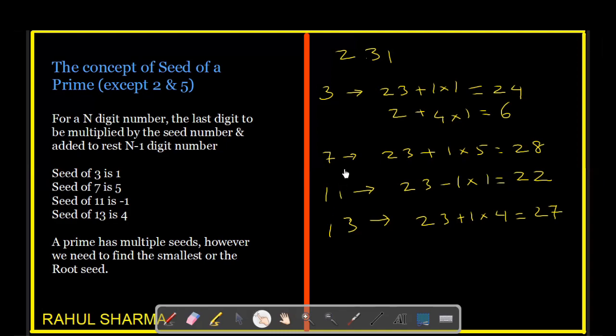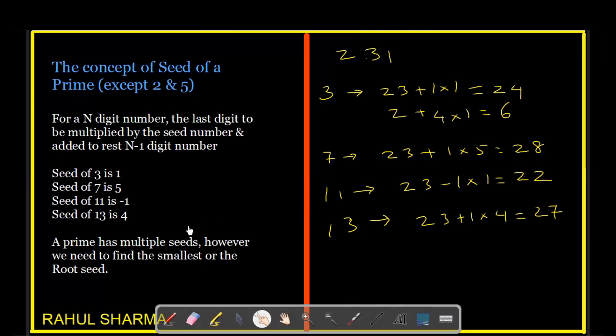Let's check the same number for divisibility by 7. We are claiming that the seed of 7 is 5. So what do we do here? The last digit 1 will be multiplied by 5 and added to 23. That number becomes 28. 28 is divisible by 7. Hence, 231 is divisible by 7. Let's take the case of 11. The seed is minus 1. So the last digit 1 gets multiplied by minus 1 and gets added to 23, which yields 22. Hence, this is divisible by 11.